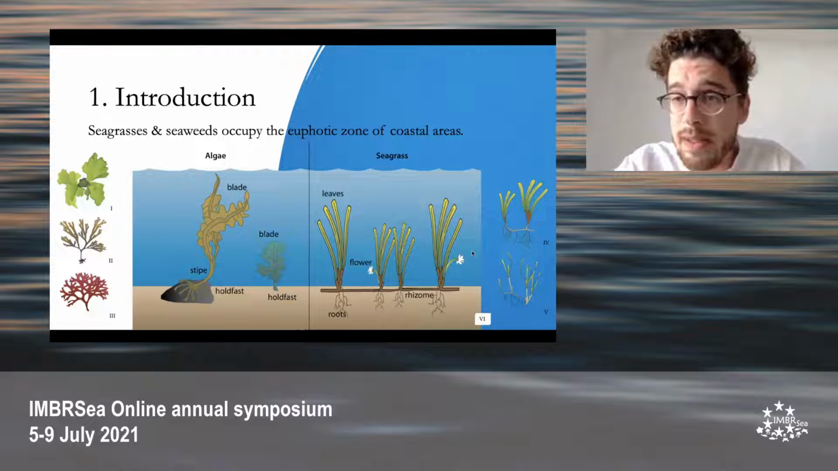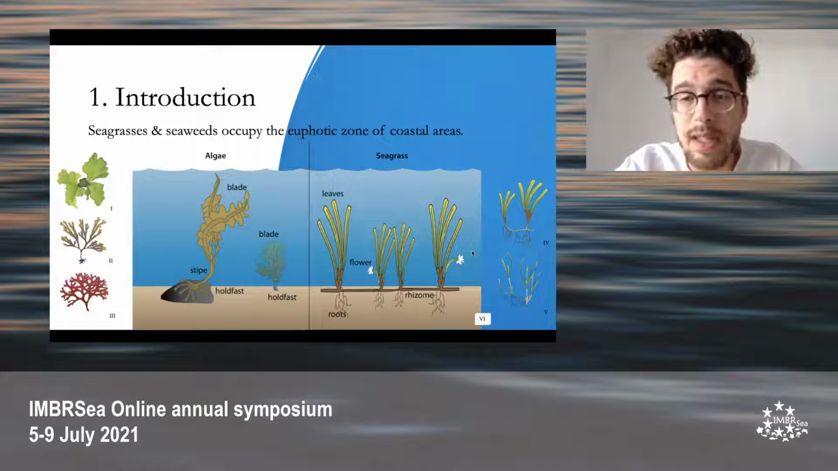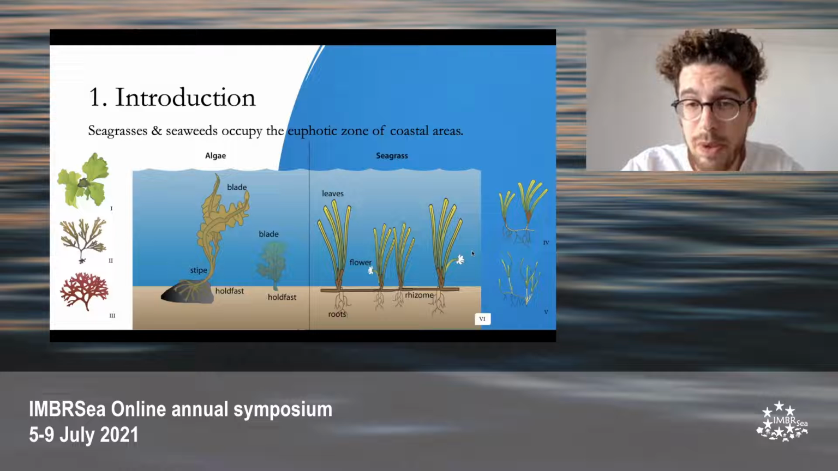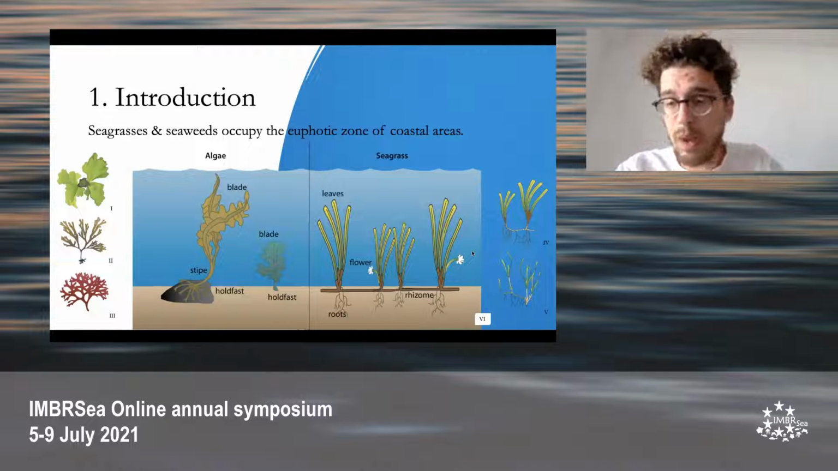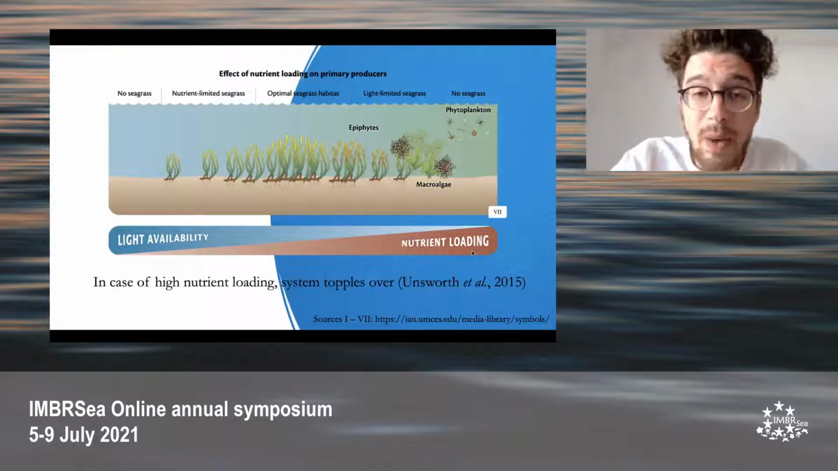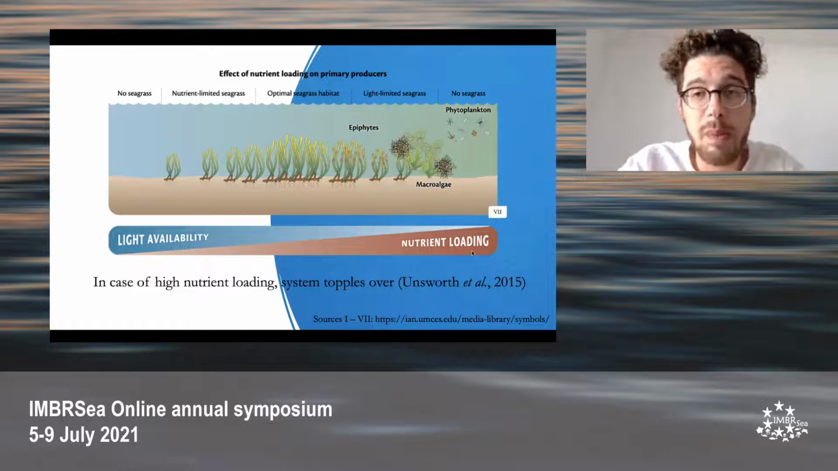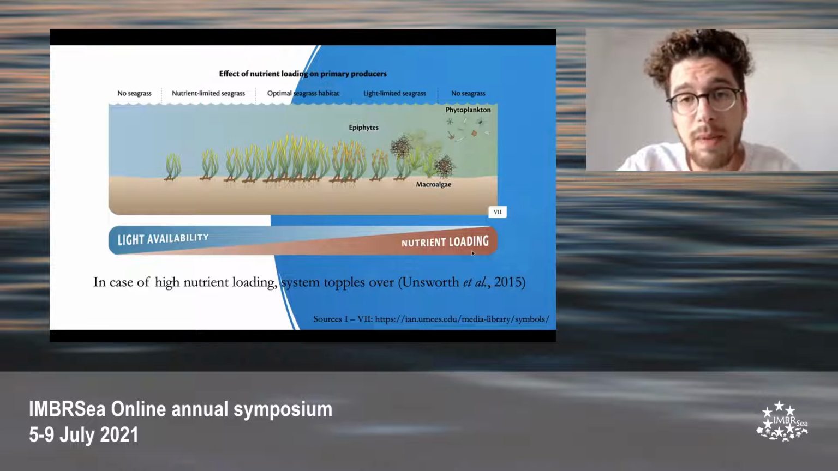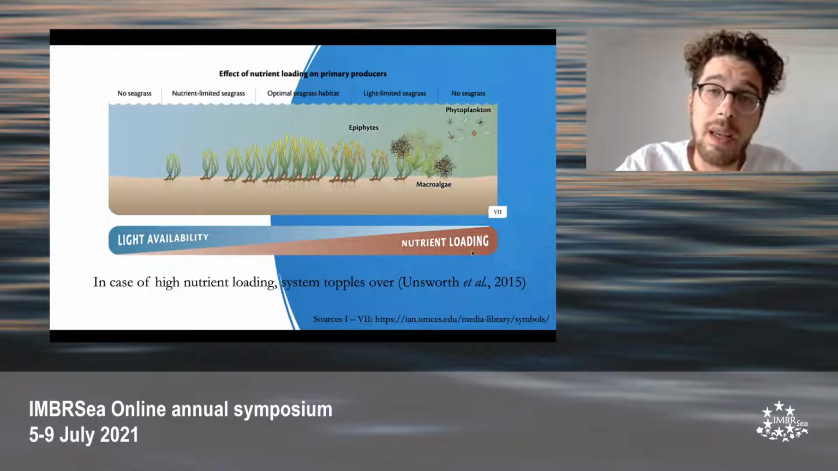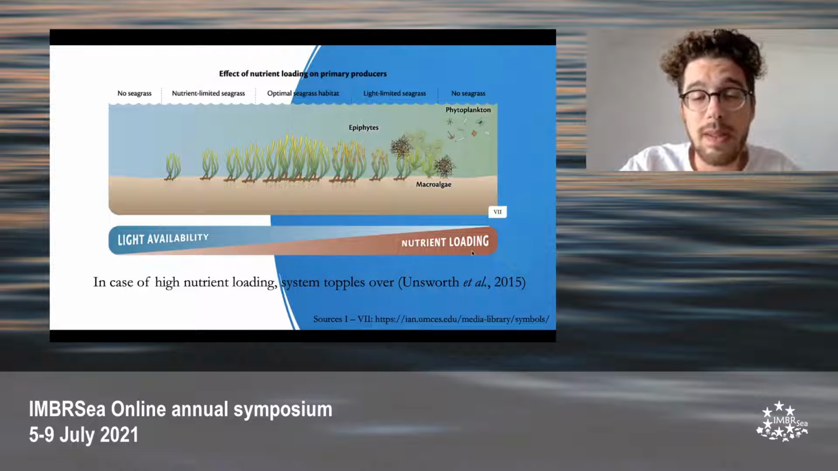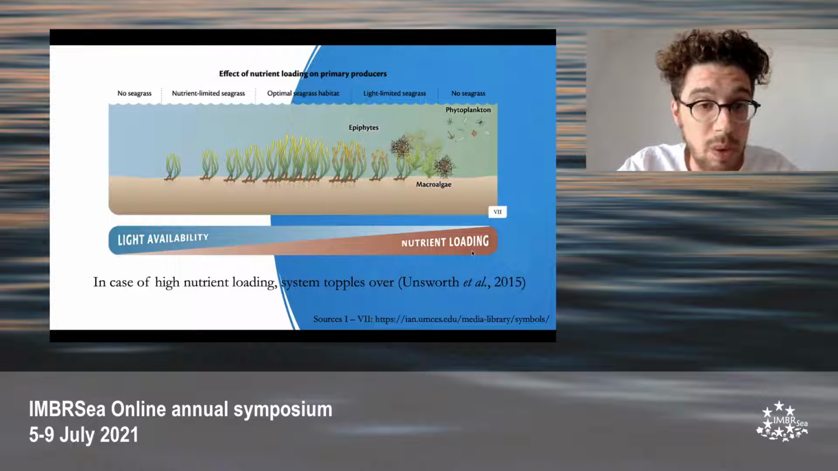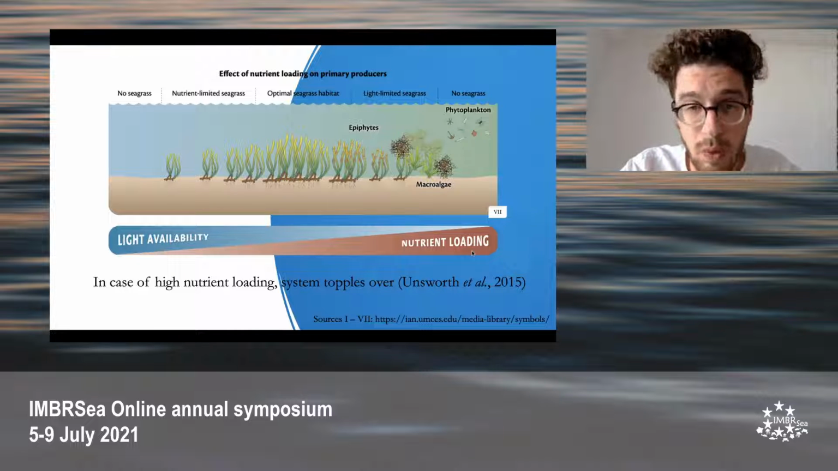Whereas seagrasses are plants, so they have leaves, stem, and roots, and like their terrestrial counterparts, they like to grow in a substrate, so that can be sand or a more muddy environment. Depending on the nutrient loading into the marine environment, you have either a macroalgae dominated environment, or, if there are low nutrient concentrations, you have a seagrass dominated environment. However, if you have a high nutrient loading into an oligotrophic, so a nutrient poor marine environment, that system topples over.